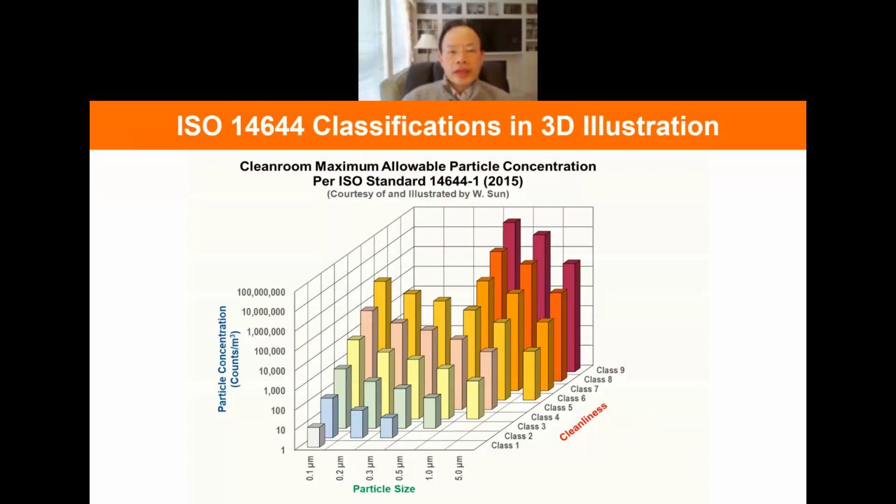If we look at the basic elements for this ISO standard, it's very similar to what we have for Part 1. We have three key variables: particle size, cleanliness class, and the respective threshold of particle concentration. Each ISO class has a maximum allowable count at each specific particle size.